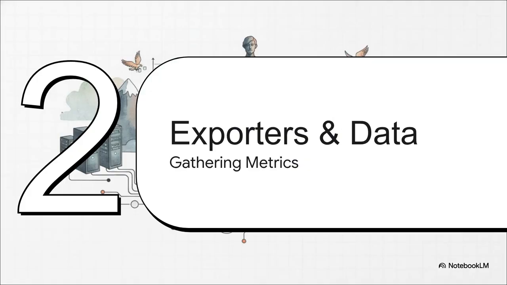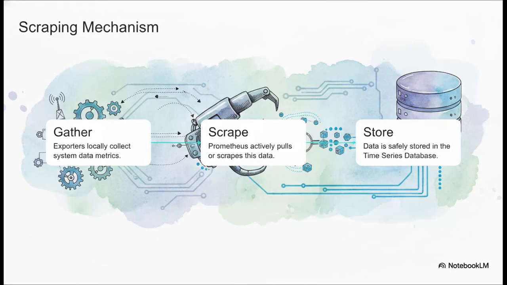Which brings us to Section 4, Exporters and Gathering Data. Okay, so you have all these layers generating absolute mountains of metrics. How does Prometheus actually ingest all of it? It uses a really efficient pull mechanism.